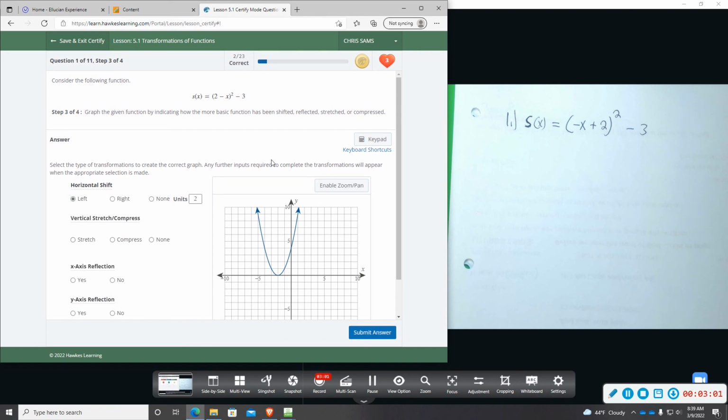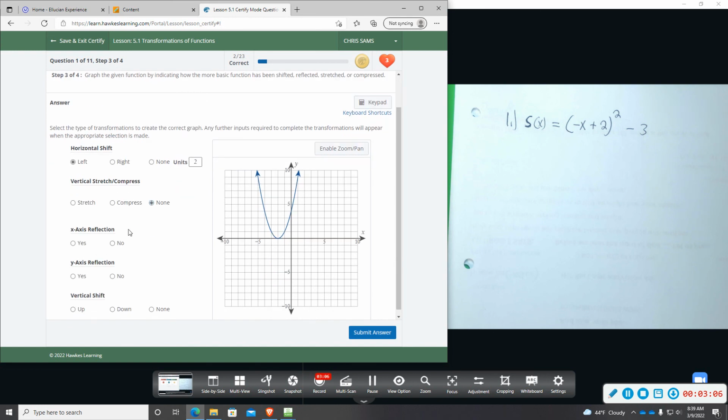Vertical stretch or compression, we don't have one of those. We don't have that out front. So don't worry about that. There's none. X-axis reflection. Okay, there's not one of those, because there's nothing out front. So no. Y-axis reflection. Yes, we do, because this is negative. So think about this. If you had a positive 5 and then you make it negative, it's going to flip across the y-axis. So when x changes negative, it flips across. So we have a y-axis reflection, and now you see our graph moved over.